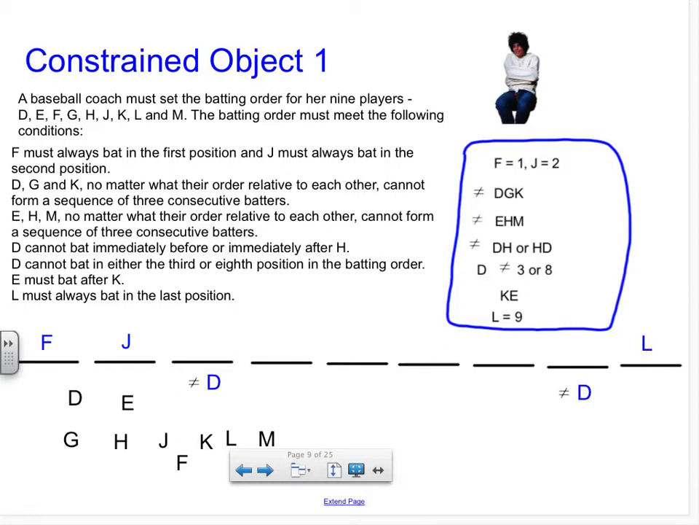For E comes after K, some people write it this way. It's a good idea. It's just to show that E doesn't come immediately after K necessarily, but sometime after K. And again, for constrained objects, so you're not tempted to move them, it's a good idea to draw a box around them, so you don't start playing with those letters.